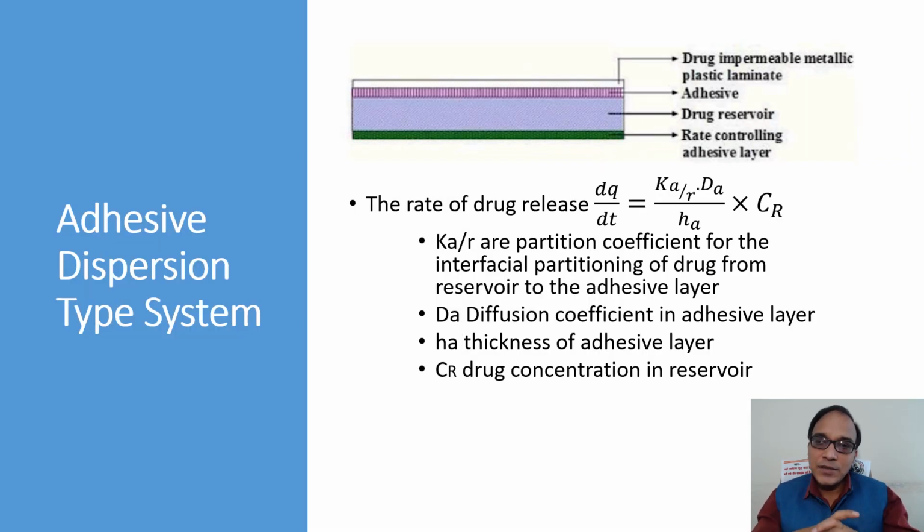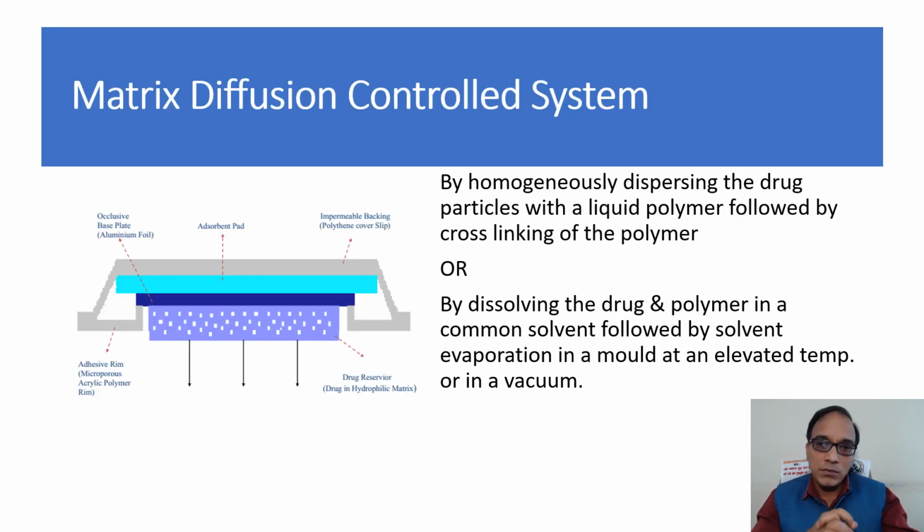In the adhesive dispersion type system, let us discuss the rate of drug release again. dQ/dt is equal to Kr into Da into Cr upon Ha, where Kr is the partition coefficient for the interfacial partitioning of drug from reservoir to adhesive layer. Da is the diffusion coefficient in the adhesive layer, Ha is the thickness of the adhesive layer, while Cr is the drug concentration in the reservoir. You must mention all the variables. Now moving to the third one, matrix diffusion control systems.